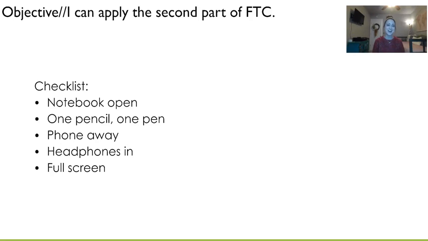Hey Calculus, welcome back. Our objective today is going to be to look at the second part of Fundamental Theorem of Calculus. I've got the checklist on the screen, you know what to do from here.